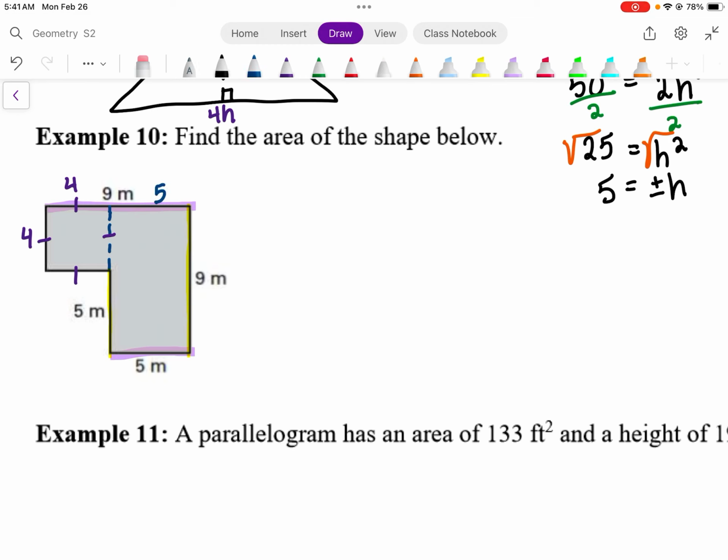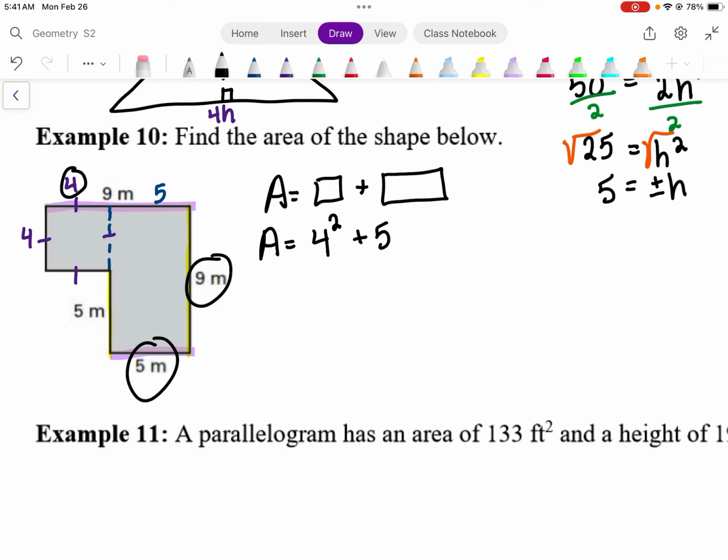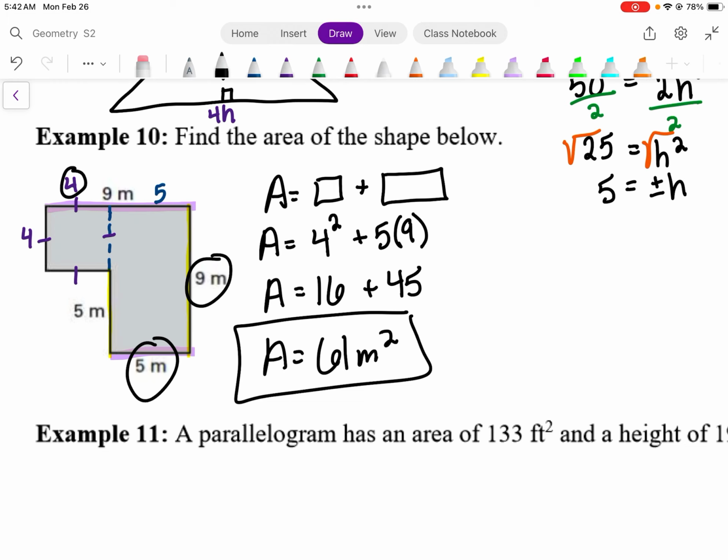So that means we have a square over there, and then we have a rectangle that is a 5 by 9. So when we find the area, one way to do it is to take the area of the square plus the area of the rectangle. And our square is just going to be one side length squared, so 4 times 4, or 4 squared. And then the area of our rectangle is base times height, so 5 times 9. So then you're going to go through and solve this. 4 squared is 16, 5 times 9 is 45, and then we can just add those together to get 61 meters squared for the total area.